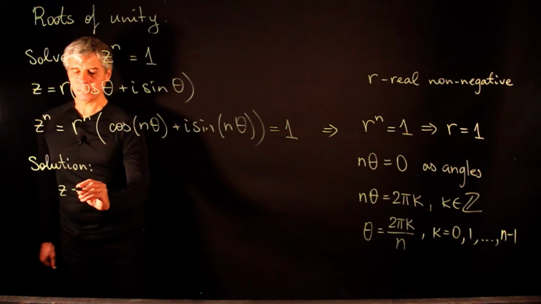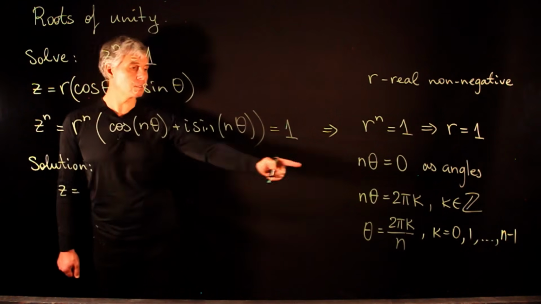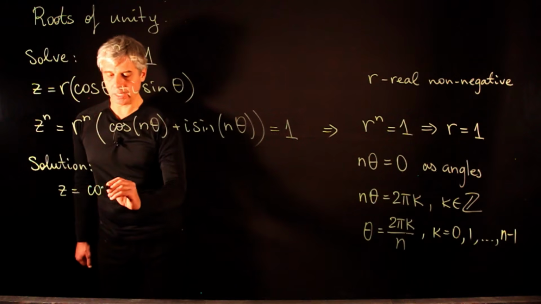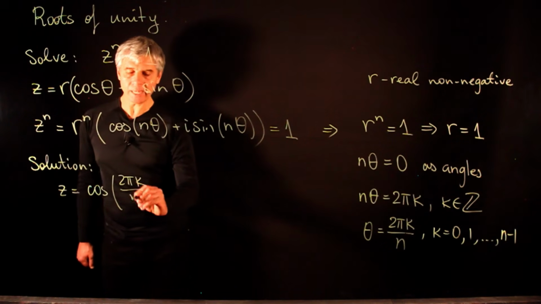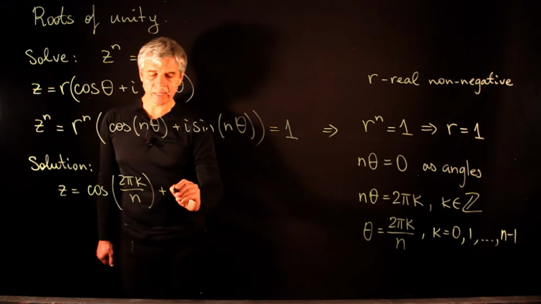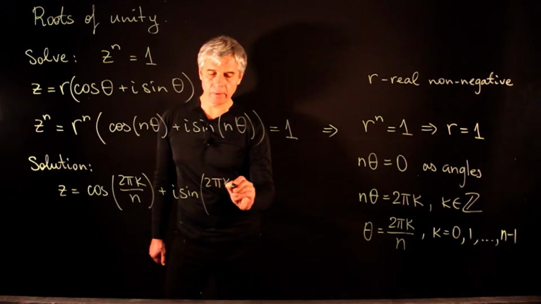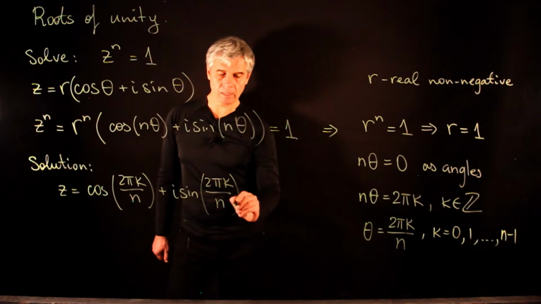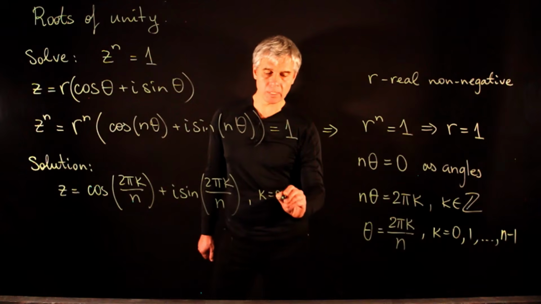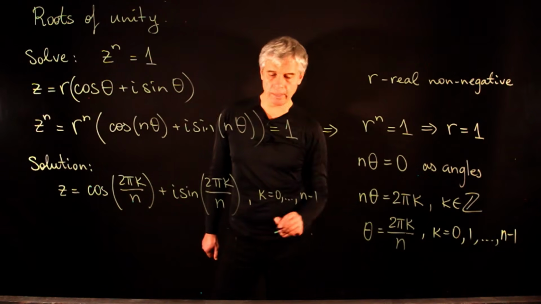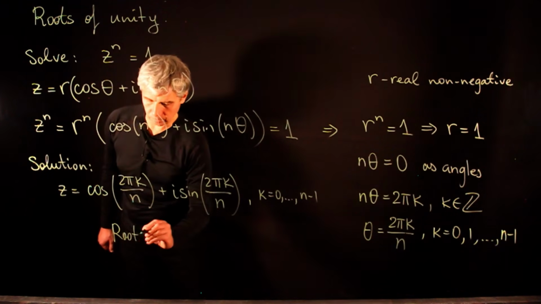So the solution of this equation is z equals, r is equal to 1, but theta is given by that expression. So we get cos of 2 pi k over n plus i sine 2 pi k over n. And here n is fixed, and k goes from 0 to n minus 1. And these numbers are called roots of unity.